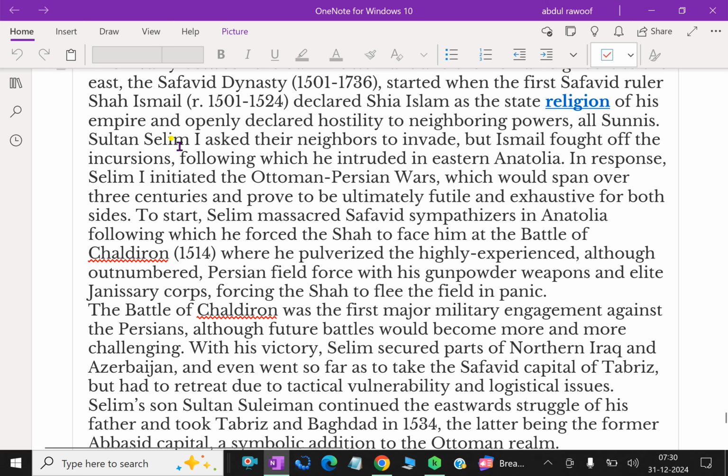All Sunnis, Sultan Selim I asked their neighbors to invade, but Ismail fought off the incursions, following which they intruded in eastern Anatolia. In response, Selim I initiated the Ottoman-Persian War, which would span over 3 centuries and proved to be ultimately futile and exhaustive for both sides.